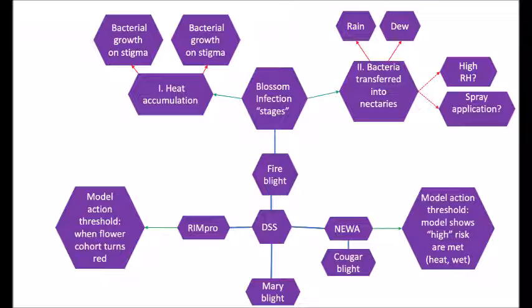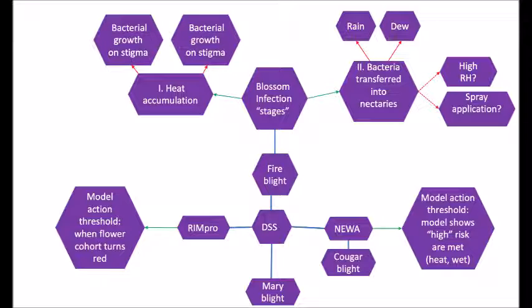So I had been going through some old notes, and I came across this from one of our chats previously, and it was notes on talking about Fireblight. I think it was back in January. I think it was Quan who had said we've got this 2-stage infection piece: you've got this heat accumulation, and then you've got the bacteria transferred into the nectaries. And there's a couple of different things that go into that.